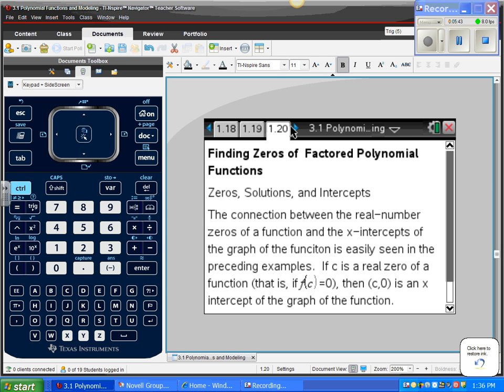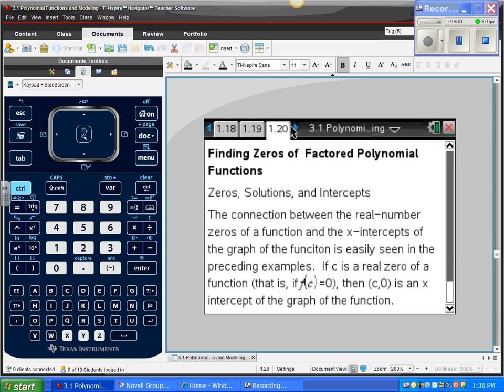So, finding zeros of factored polynomial functions. Notice it says factored, already been factored for you. Zeros, solutions, and intercepts, those words are all interchangeable. The connection between the real number of zeros of a function and the x-intercepts of the graph of the function is easily seen in the next example.